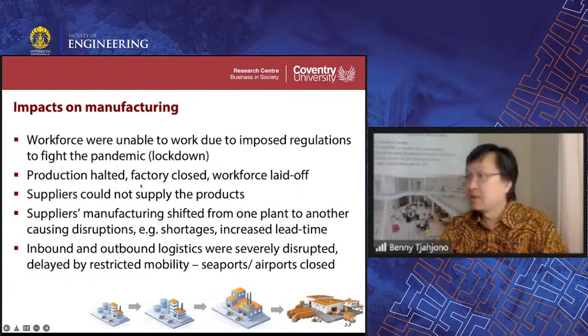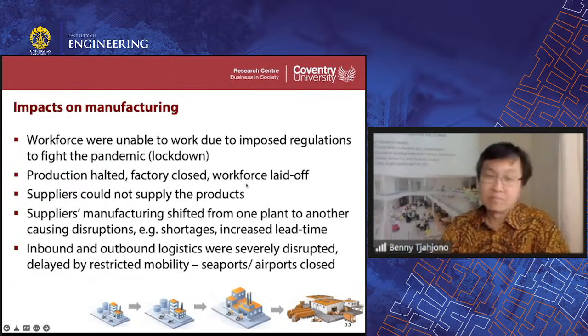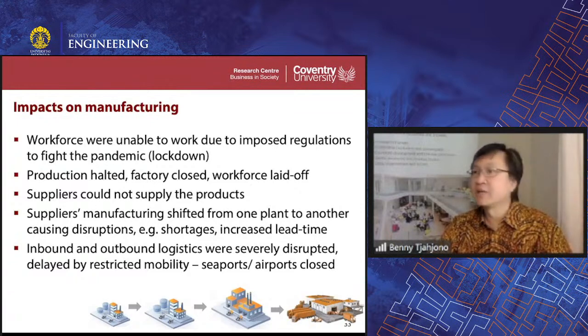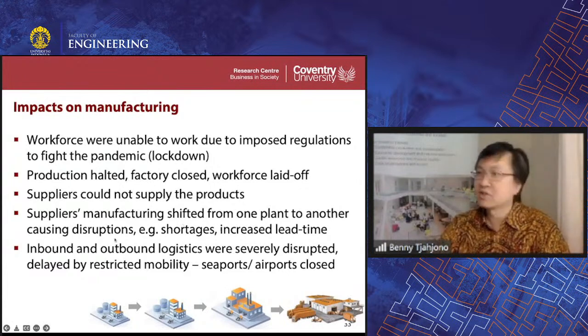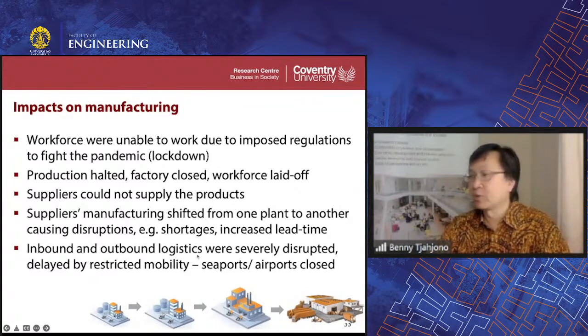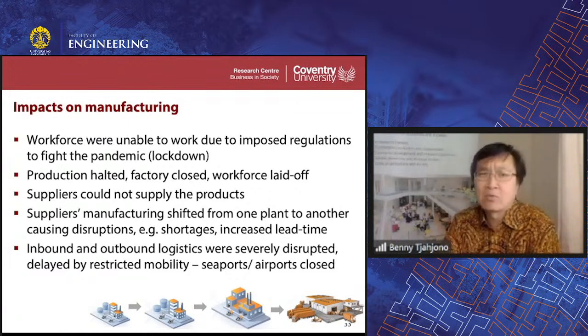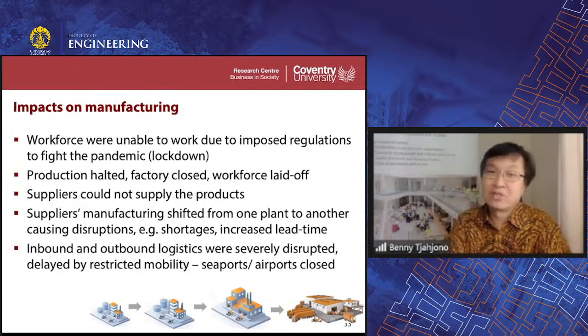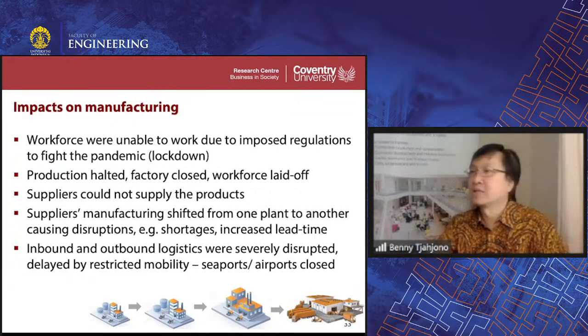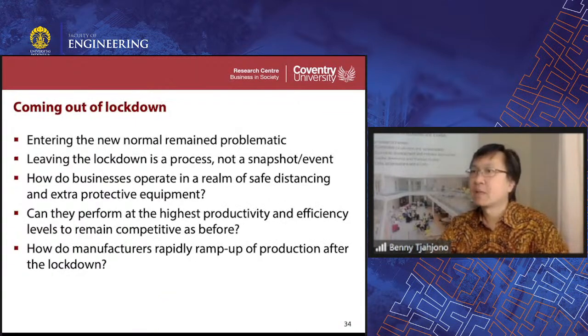Production was halted, factories were closed, the workforce was laid off. In terms of suppliers, they could not supply the product. Suppliers' manufacturing shifted from one plant to another, causing disruptions, and inbound and outbound logistics were also severely disrupted, delayed by the closing of seaports and airports. Until now, some airports in some parts of the world are still closed. So you can imagine the distribution in and out of that particular country is going to be affected by that.